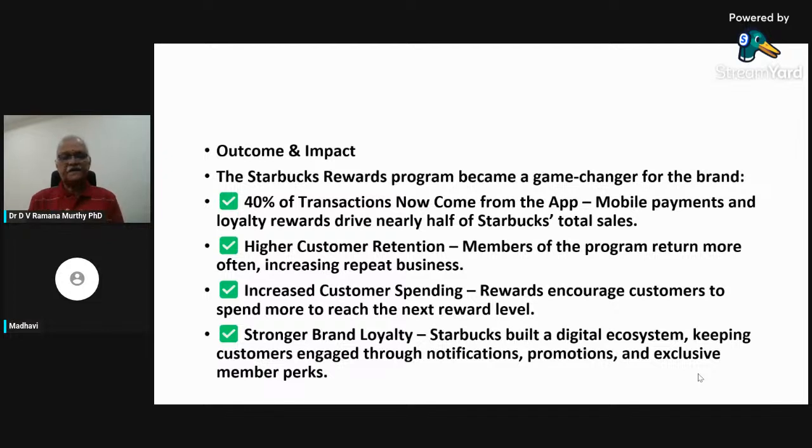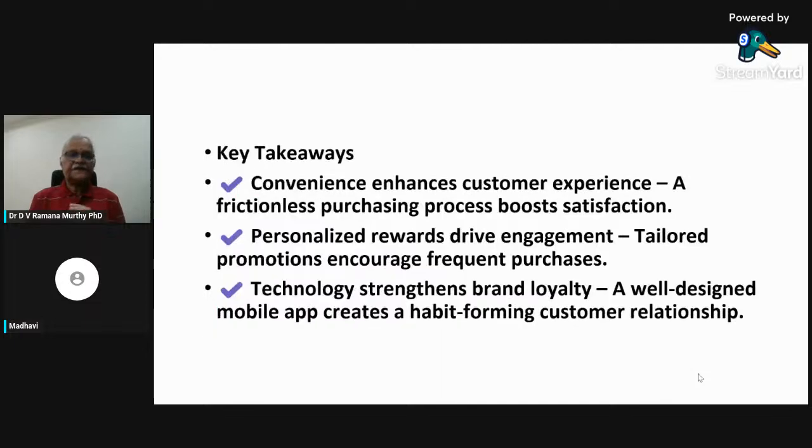Then increased customer spending. That means rewards encourage customers to spend more to reach the next reward level. Once you buy frequently, as you drink coffee, you get another coupon-like reward, and strong brand loyalty. Starbucks built a digital ecosystem, keeping customers engaged through notifications, promotions, and exclusive member perks. Perks means incentives like discounts and loyalty programs. So that's another interesting case.